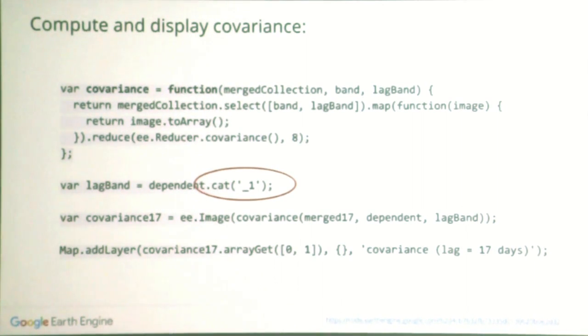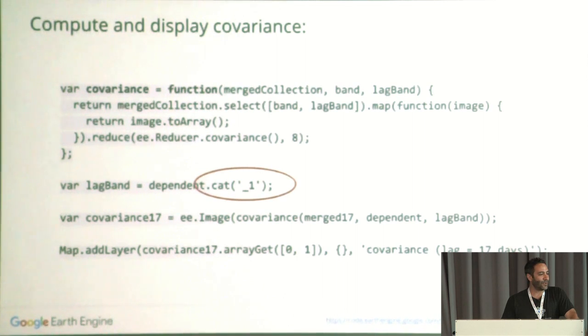Now, what we want to do is know the covariance between time t and time t minus L NDVI. To compute that, we can use the covariance reducer. Okay? So here's a function to compute covariance. It's going to take as input this merged collection. The images in the merged collection store NDVI at time t and NDVI at time t minus L. And then you've got to tell it what band you're looking at and what the name of the lag band is as well. So you want to know the covariance between NDVI and NDVI underscore something. In our case, it's underscore 1 for the t minus 1 image, or the t minus L image.